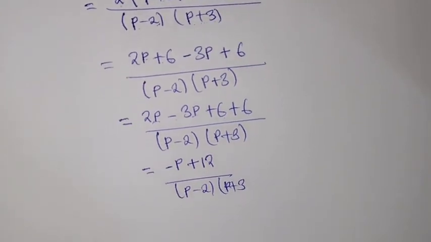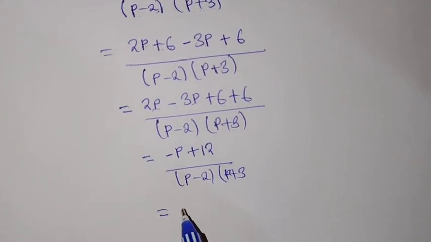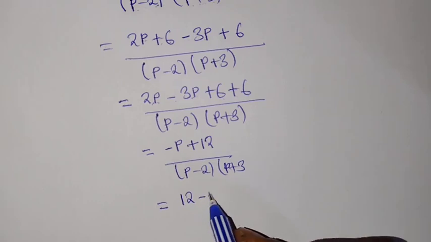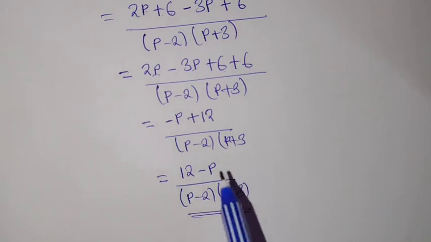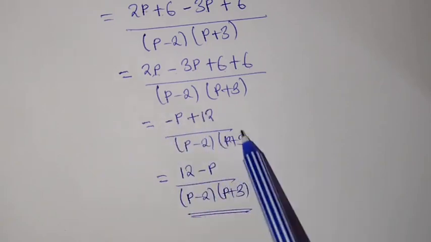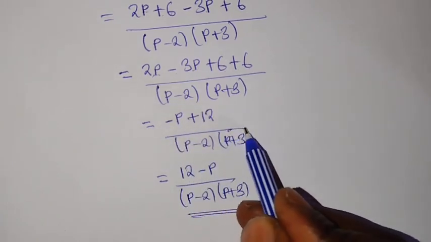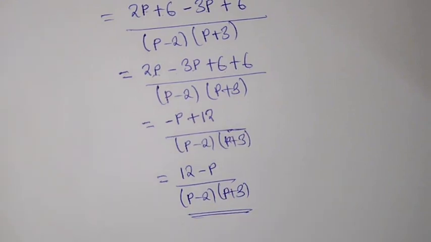From here, we can leave our final answer as 12 minus p over p minus 2 and p plus 3. This is your answer. Even if you leave your answer at this stage, you can be marked. So we have answered our first question, 1A.